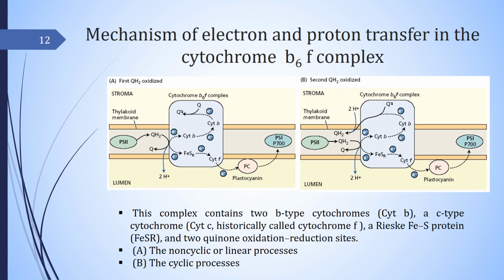Here is the explanation of this pathway, which I told you in the previous slide. It is the mechanism of electron and proton transfer in the cytochrome b6f complex. As I told you, the plastoquinone, after getting an electron, one electron will be converted into semiquinone and then into the plastohydroquinone.